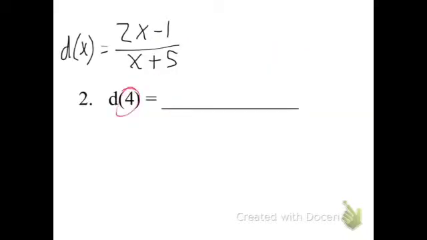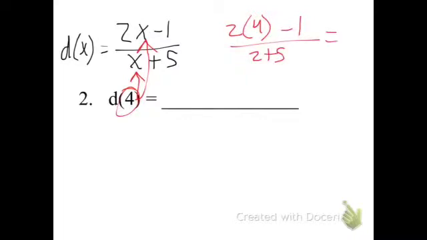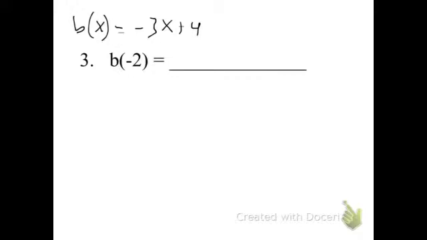Moving on to 2, take 4 and put it in for all of the x's in your function. So up top you're going to have 2 times 4 minus 1, and on bottom you're going to have 2 plus 5. Well, 2 times 4 is 8. You have to subtract 1 on top. 2 plus 5 is 7. So we got 7 over 7 there, and so we got the magical number of 1.